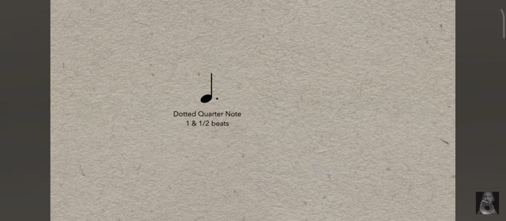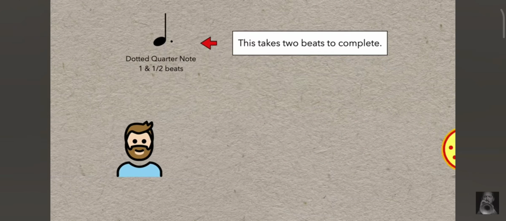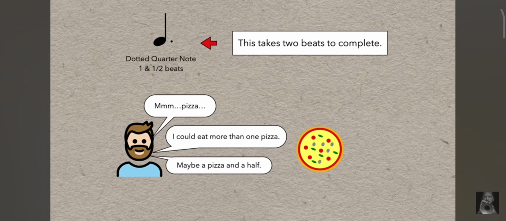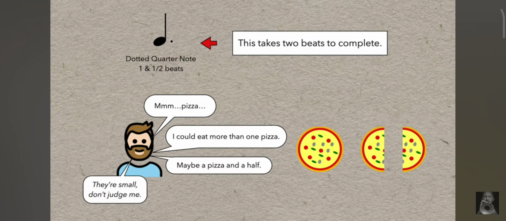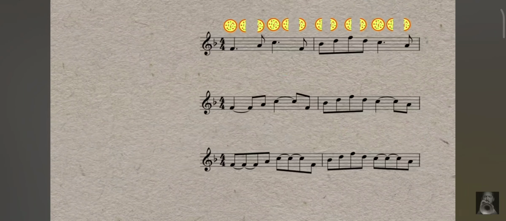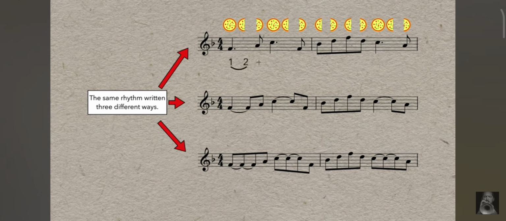Something you should keep in mind about dotted quarter rhythms is that they actually take 2 beats to complete. I know that sounds a bit counterintuitive, but imagine you were eating pizza, but you're pretty hungry, so you actually feel like eating a pizza and a half. You need 2 pizzas to get the job done. You eat that whole first pizza, and the extra half comes from the second pizza. With dotted quarters, you need to get into the second beat before moving on, and that can be a lot clearer if you subdivide the rhythm and notice where the notes fall in relation to the beat.